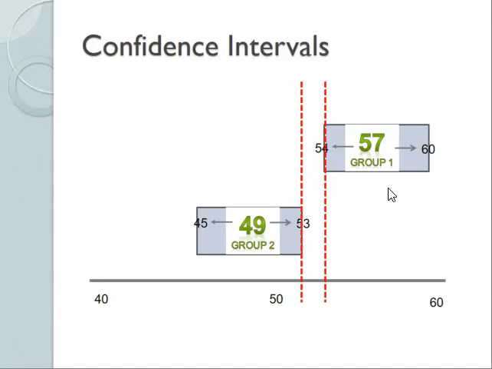There's no overlap. So even if group 1 were as low as it could possibly be, and group 2 were as high as it could possibly be, there's still no overlap between them, which means it is very likely that in our population, group 1 would still be bigger than group 2. So what does this actually mean in terms of understanding our results? It suggests that our groups are significantly different, and it suggests that our independent variable had an effect on the dependent variable.